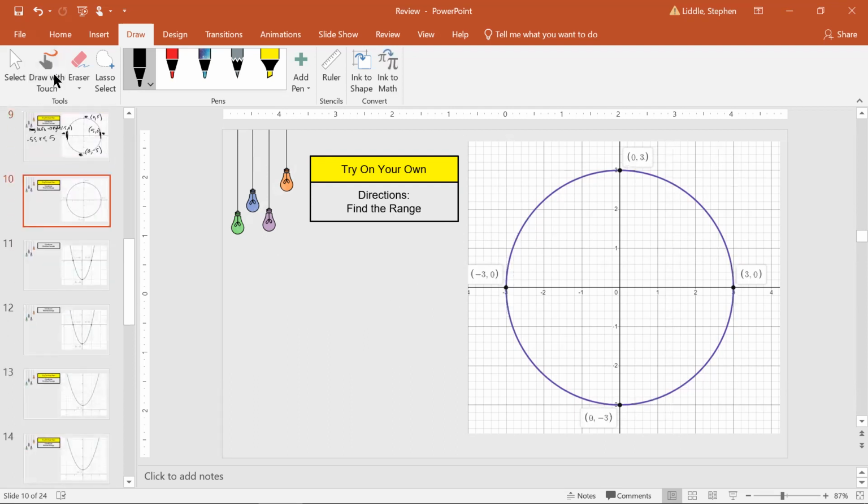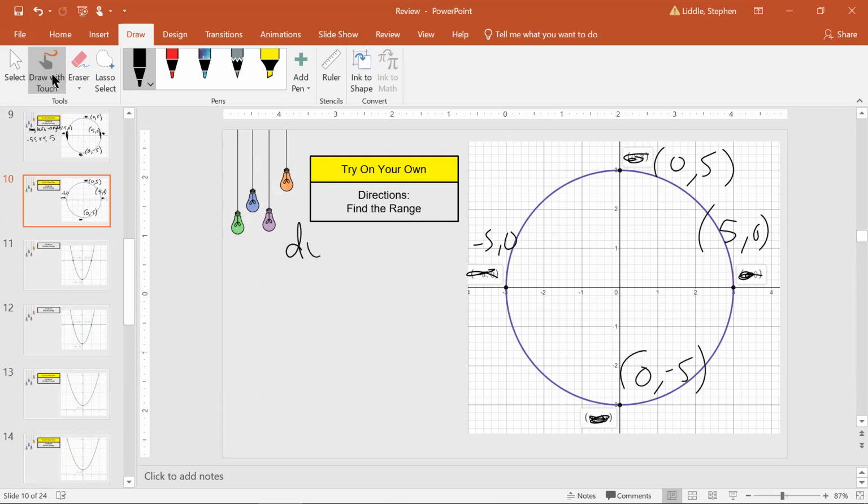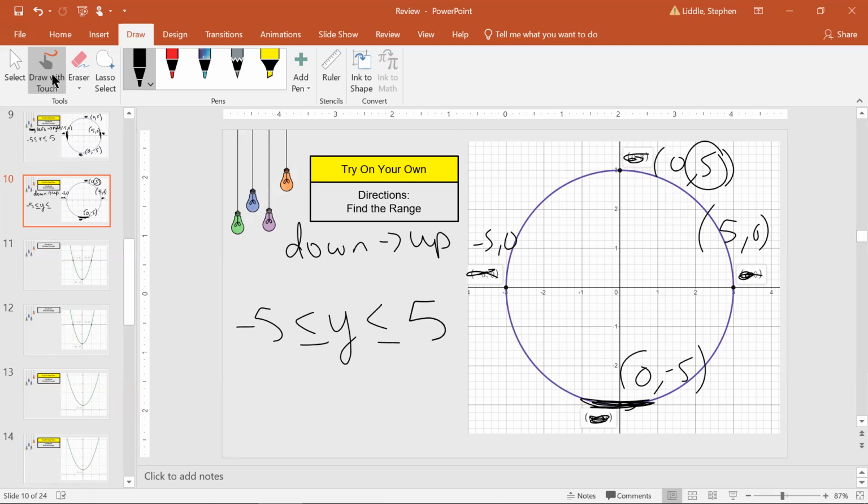For our range, again, these points change slightly. So it's negative 5, 0, 0, 5, 5, 0 here, and 0, negative 5. We want to go from down to up. So our furthest point or our lowest point on this graph is 0, negative 5. So we're going to start with that. Less than equal to y. Less than equal to our highest point is this 5. So it's going to be positive 5. This is the answer you should have gotten on your sheets.